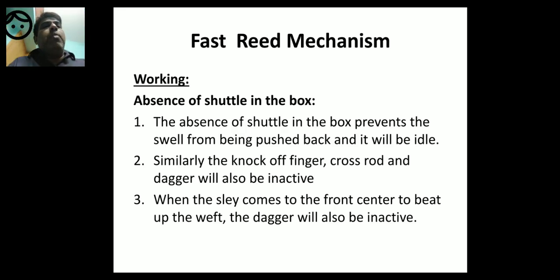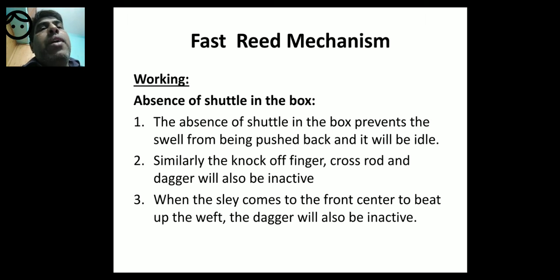Absence of shuttle in the box. The absence of shuttle in the box prevents the swell from being pushed back and it will be idle. So shuttle trap occurs. What are the shuttle trap reasons? I have told you in the previous class. I will explain that because that will give you more knowledge.